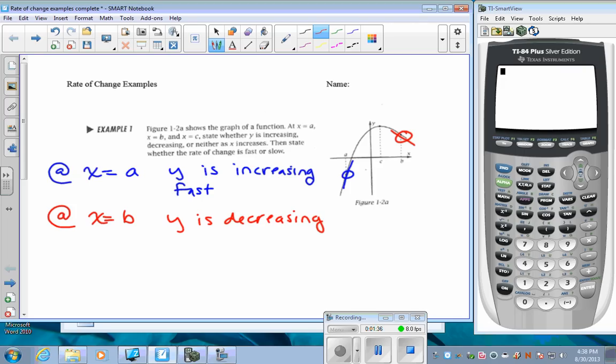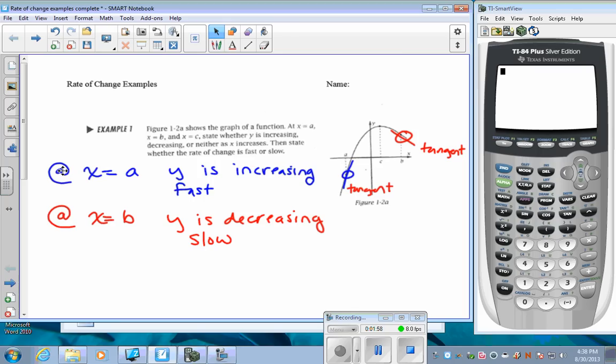And when I look at the line that I've drawn quickly, which is called a tangent line, we're going to get more accurate with a ruler in a little bit. That slope, even though it's negative, is less steep than the blue tangent line. So I'm going to go ahead and say this looks like it's decreasing slow.